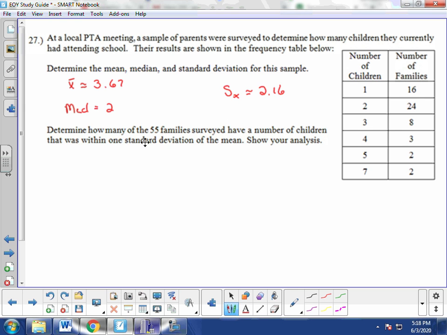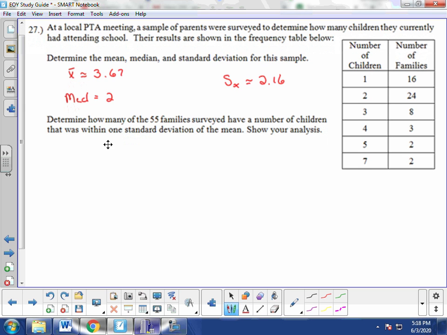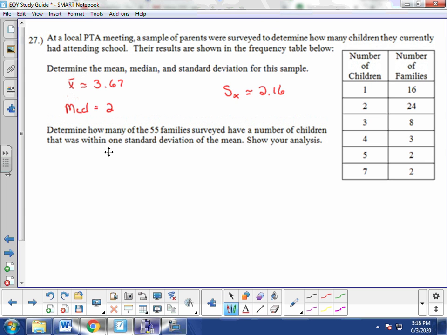In the second part, it says determine how many of the 55 families surveyed have a number of children that is within 1 standard deviation of the mean. Show your analysis. So what we need to do here is find out what numbers are representative of 1 standard deviation from the mean, either above or below.